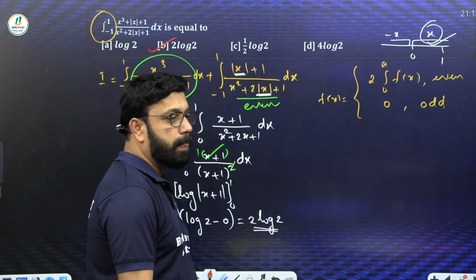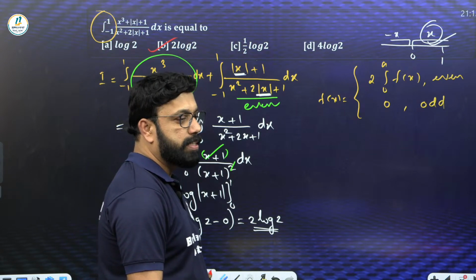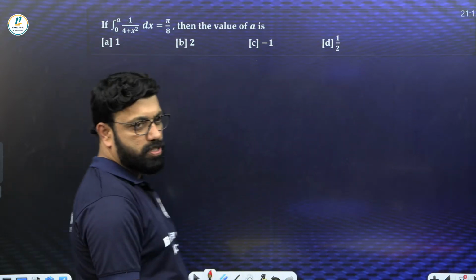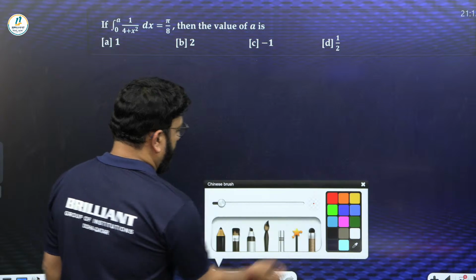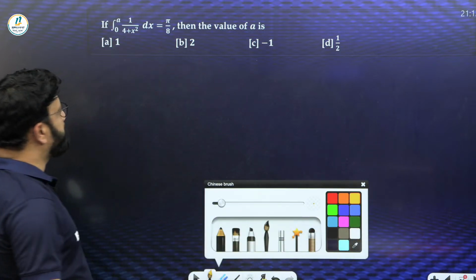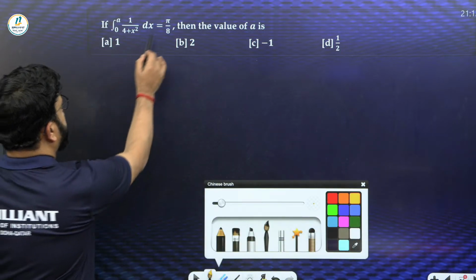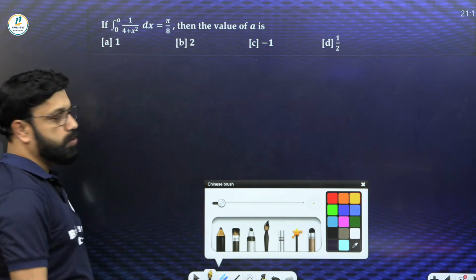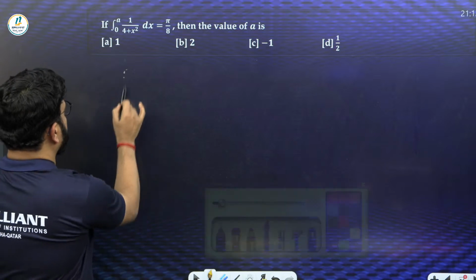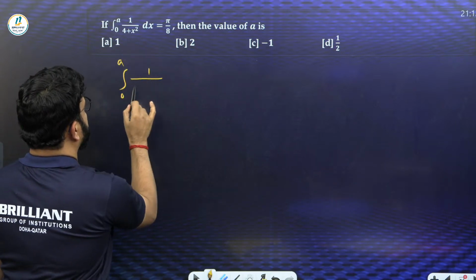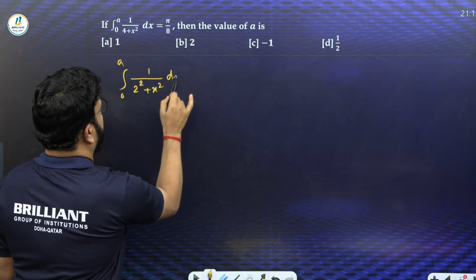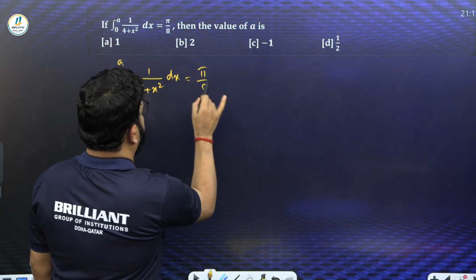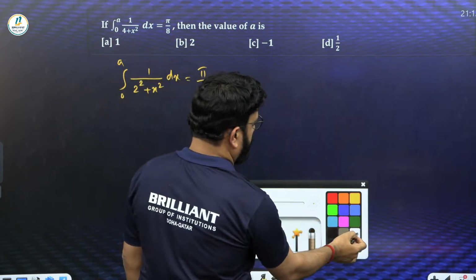It was a different question. Hope all of you understood. And we can check a normal question. What is the question? Integral 0 to a of 1 by 4 plus x square equal to pi by 8. Option A is 1, B is 2, C is minus 1 and D is 1 by 2. We can check. 0 to a of 1 by 2 square plus x square dx. Hope all of you got the idea what I am going to write, because it is a special type, right? a square plus x square. What is a square plus x square?